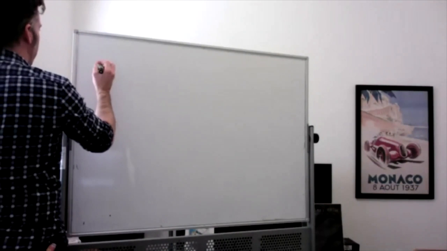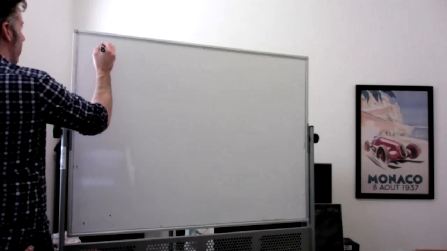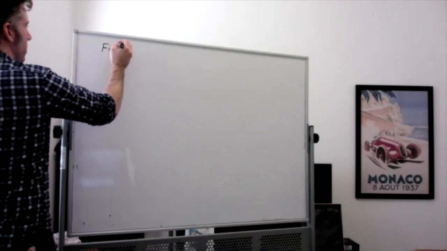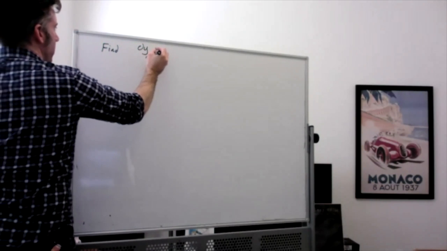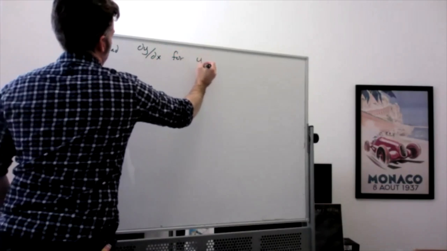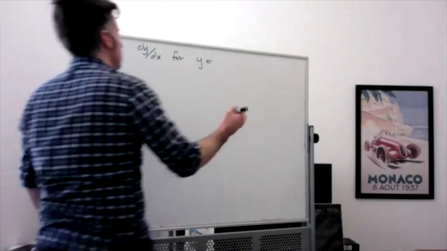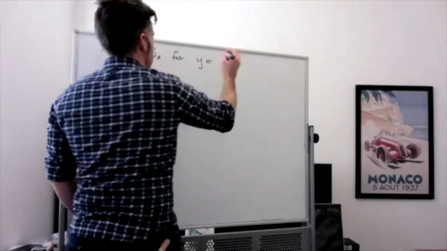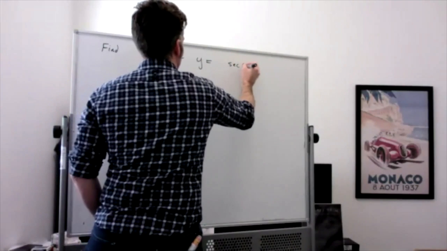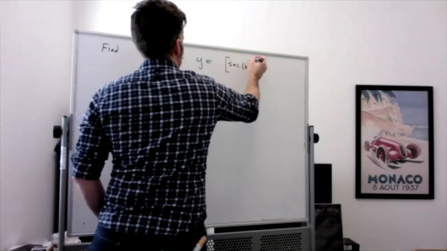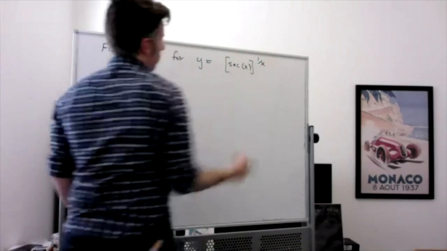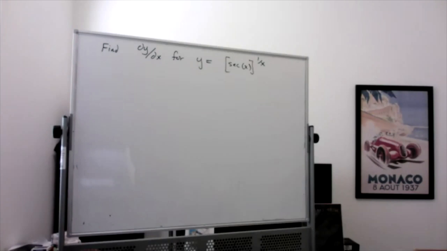Let's see, I want to find the derivative, so I want to find dy dx for y equal to, what kind of heinous thing do I want to come up with here? Let's do secant of x to the 1 over x power. That seems interesting.